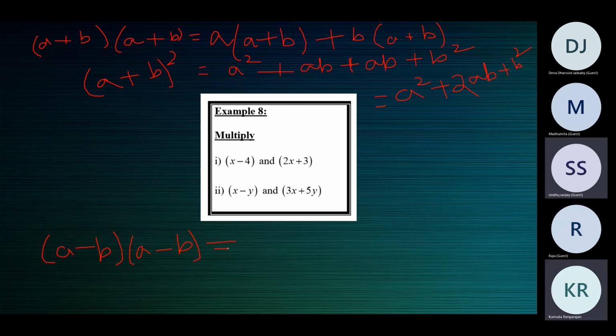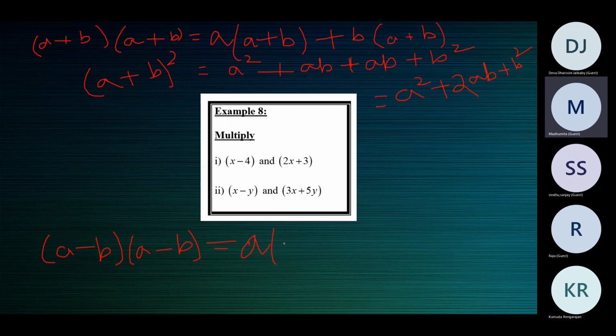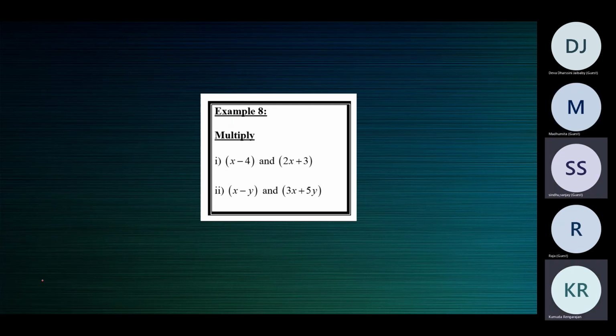Very good. A square minus 2ab. Tell me, A square minus 2ab, minus b square? Plus b square, ma'am. Yes. It is A into A minus B minus B into A minus B. Is this step correct? Yes, ma'am.